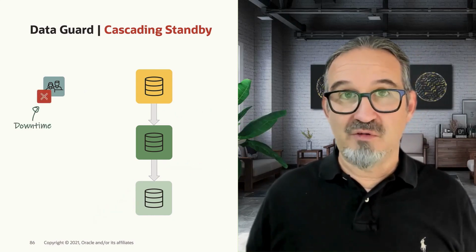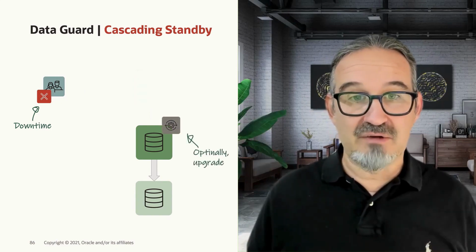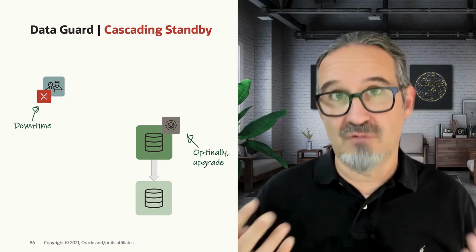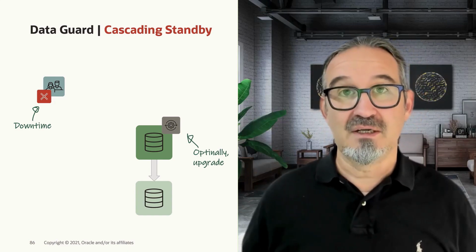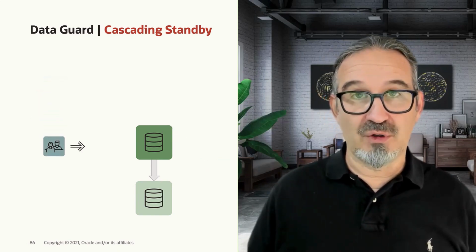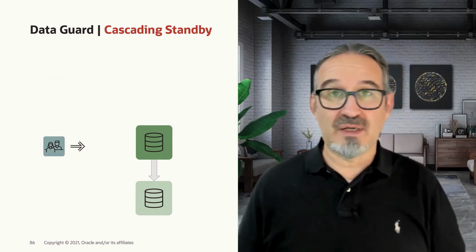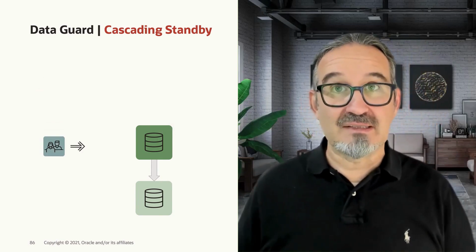Now I will do what I did before. I stop the application, I do the final changes, I activate my standby, I optionally upgrade it if it's not upgraded already, but in this case here, we upgrade to 19c, and then I can start the production load. And at this point, when the production load is started, the standby is already in place.